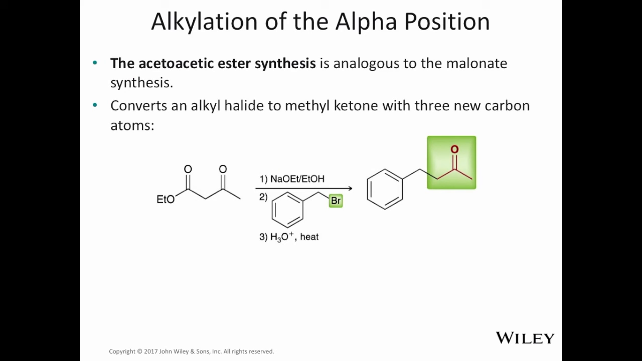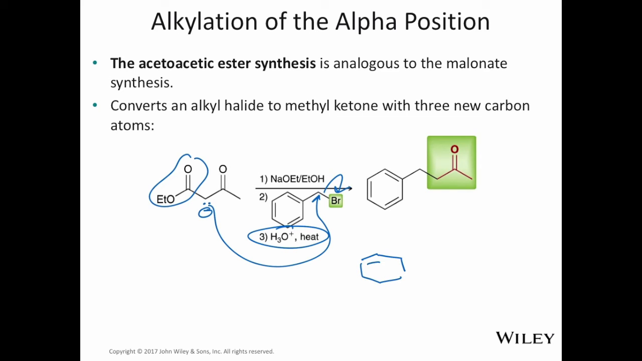The acetoacetic ester synthesis is analogous to the malonate, where you have an alkyl halide and you convert it to a methyl ketone. So here, instead of having two ester groups, you have an ester and a ketone. So in the first step, you're going to make an enolate, which is then going to do an SN2 reaction with your alkyl halide. Then the acid and heat step converts this into a carboxylic acid. So before you decarboxylate, you would have this, which then upon heating gets rid of the carboxylic acid, and you end up with the product.